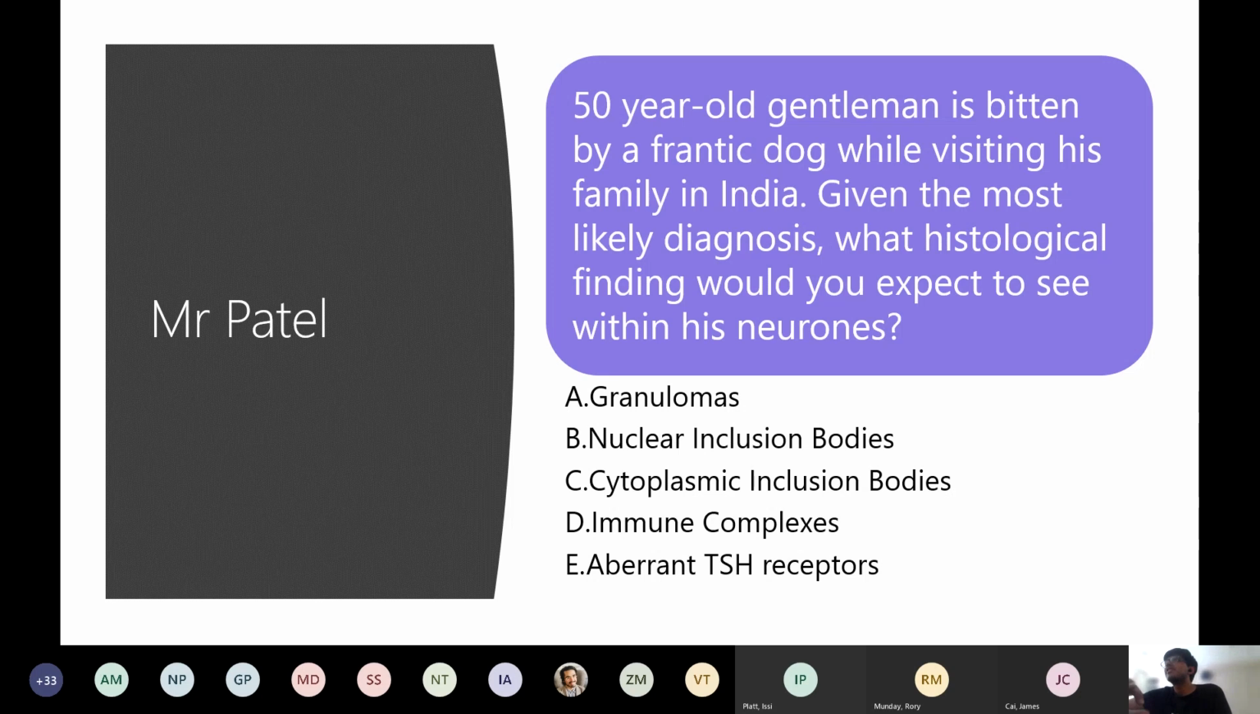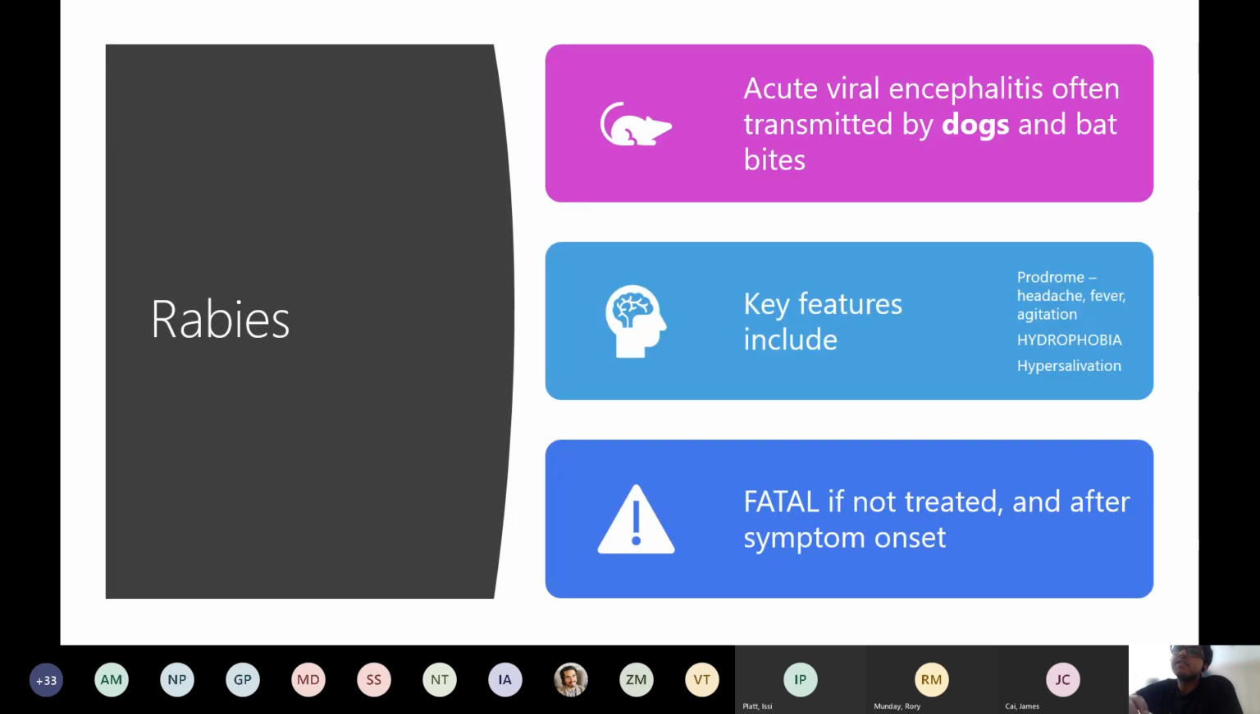Rabies is pretty much not really in the UK anymore. So if you see someone with a travel history to Southeast Asia, Africa, most of the world except for the UK and Europe, you need to be thinking about rabies. The key things to know about rabies are summarized here. It's an acute viral encephalitis. It's usually transmitted by dog bites, but there are records of it being transmitted by bat bites and raccoon bites. But the important thing for your exams is just dog bites.